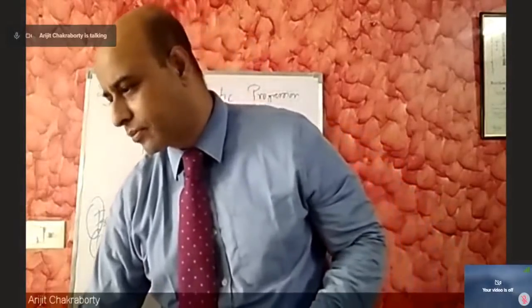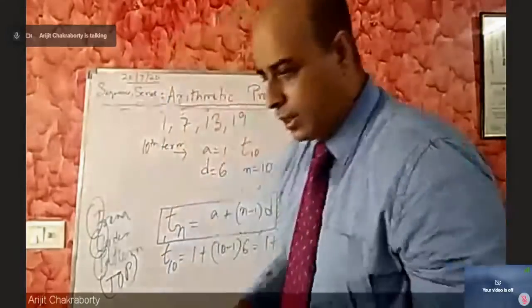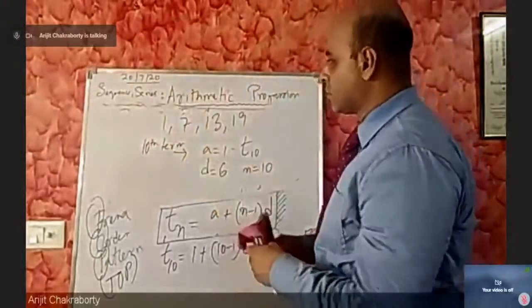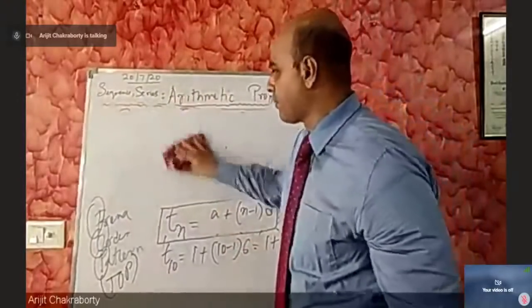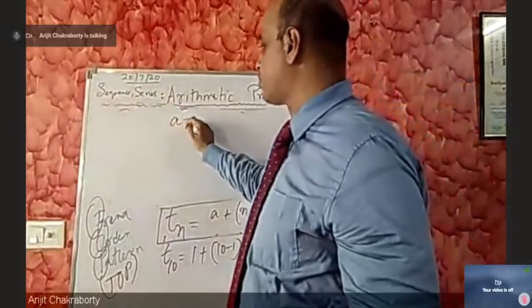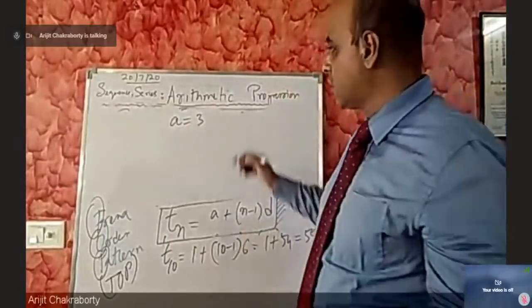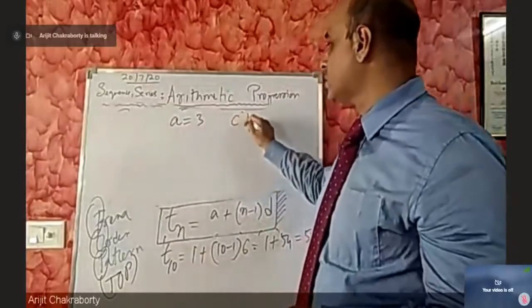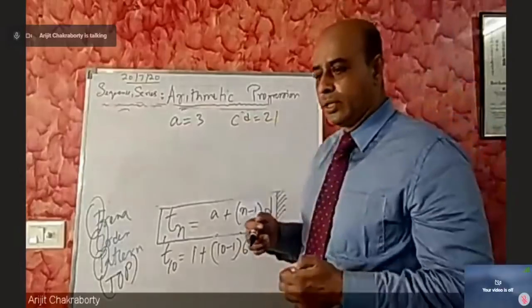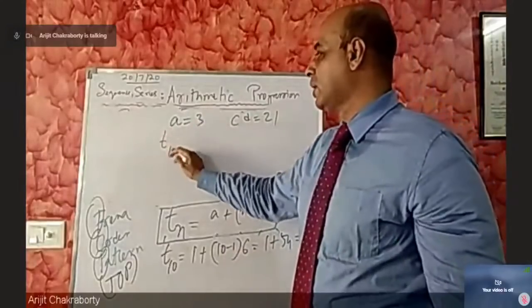Now let us look at some more problems. Okay. I'll give you another sequence, see if you can do it. Here what they have given is the next problem. The first term is 3. So A is given 3 and the common difference is 21. Okay? The common difference is 21. You have to find out the 10th term. So A is given, you have to find out the 10th term.